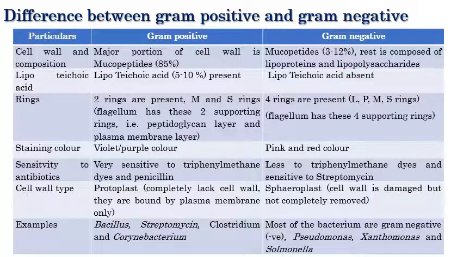And the presence or absence of teichoic acid or lipoteichoic acid. Lipoteichoic acid is present in gram-positive bacteria, whereas teichoic acid is absent in gram-negative bacteria. Coming to rings, the gram-positive bacteria contain two rings only.